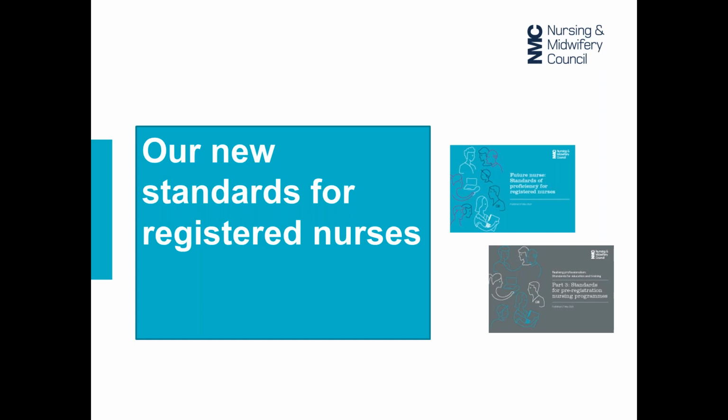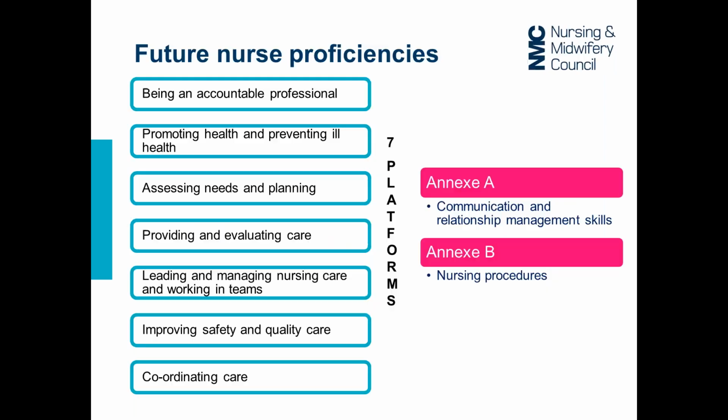So when we look at these, you can see in this box we have program standards part 3, which is in the bottom box, the grey box, but we're looking at the standards, Future Nurse, standards of proficiency for registered nurses in the teal box. So these are set, so the proficiencies are grouped under 7 platforms, followed by 2 annexes. And together these reflect what we expect a newly registered nurse to know and be capable of doing safely and proficiently at the start of their career.